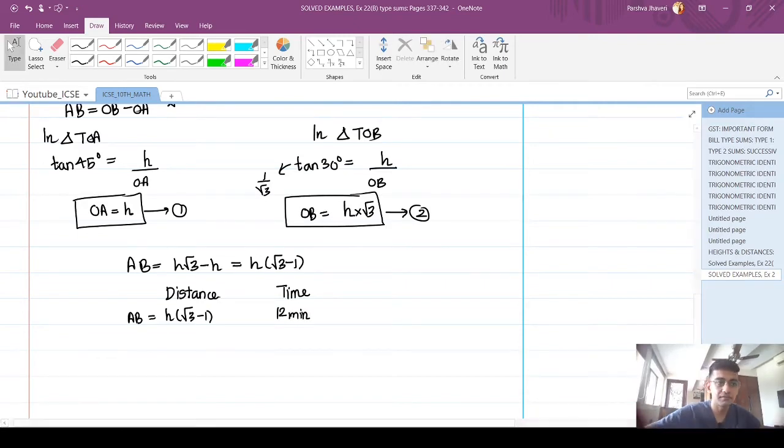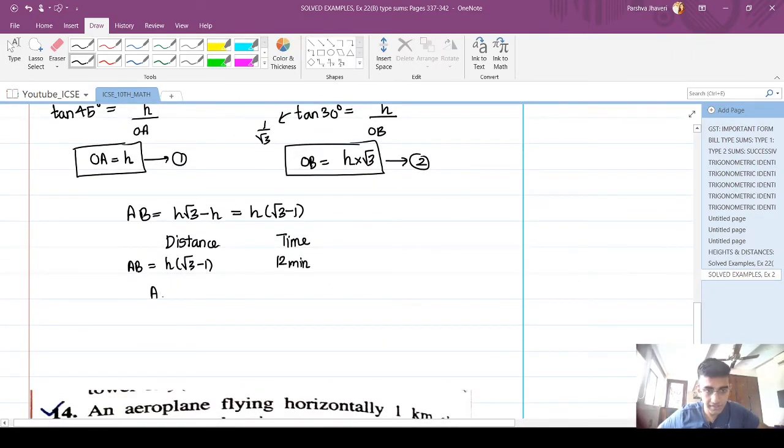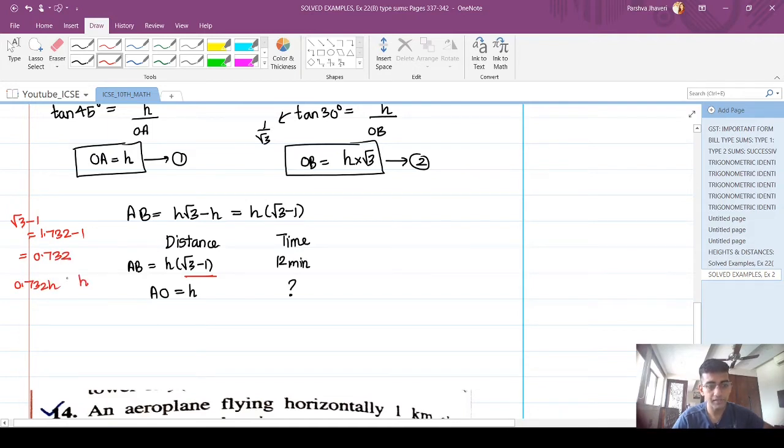Now to cover distance OA, they're asking us to cover distance AO equal to H, how much time? So obviously, now remember, calculate this. Root 3 minus 1 is nothing but 1.732 minus 1, which is 0.732. So who is bigger, 0.732 H or H? Obviously H is bigger. So for a less distance it takes 12 minutes. For more distance it will take more time.